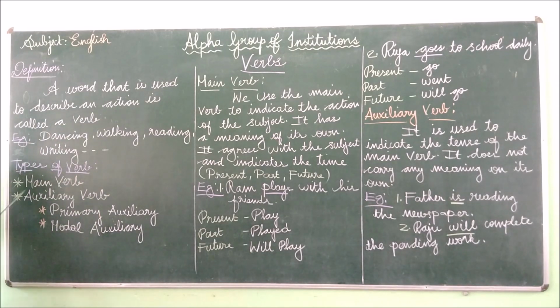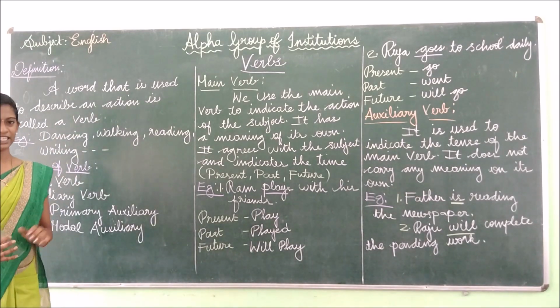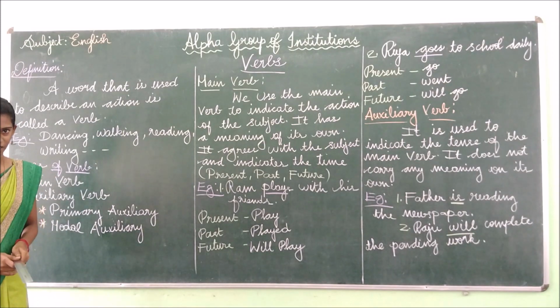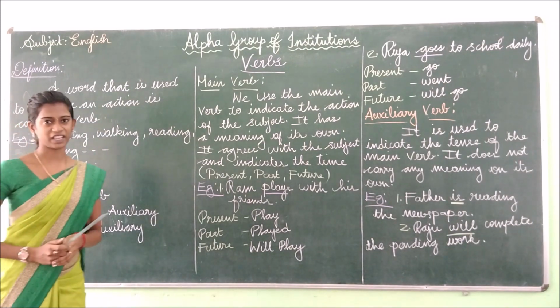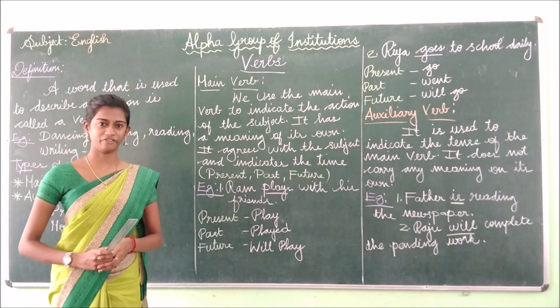Shall we read that? A word that is used to describe an action is called a verb. We read it once again. A word that is used to describe an action is called a verb. So a verb is nothing but a word that describes the action.